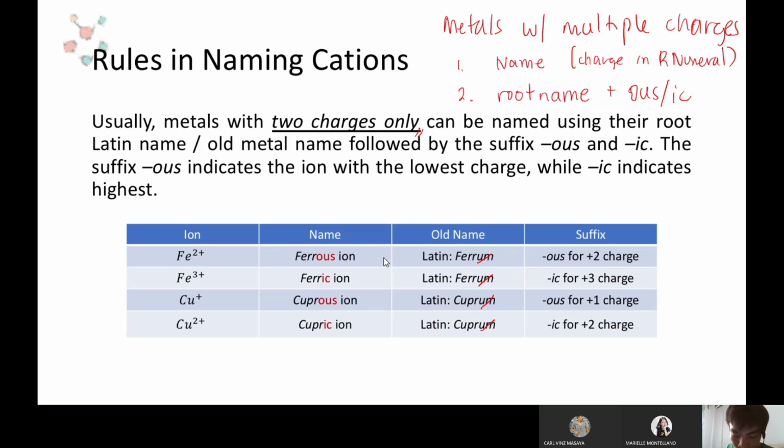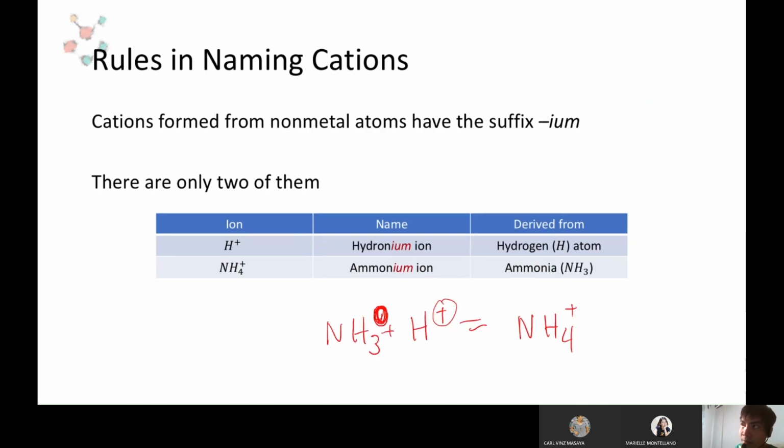No? So, ganun. If you have non-metal atoms that form cations, you use the suffix ium. Dalawa lang naman sila. So, madali na ng kabasaduhin. H plus, hydronium. NH4 plus, ammonium. Saan galing yung hydronium? Sa hydrogen. Saan galing yung ammonium? Kay ammonia. So, remember yung mga ganung bagay.